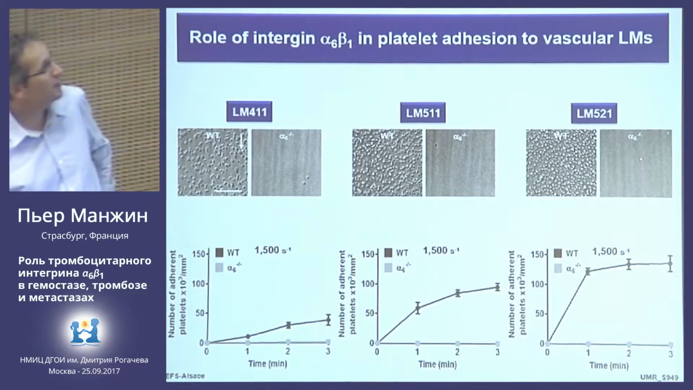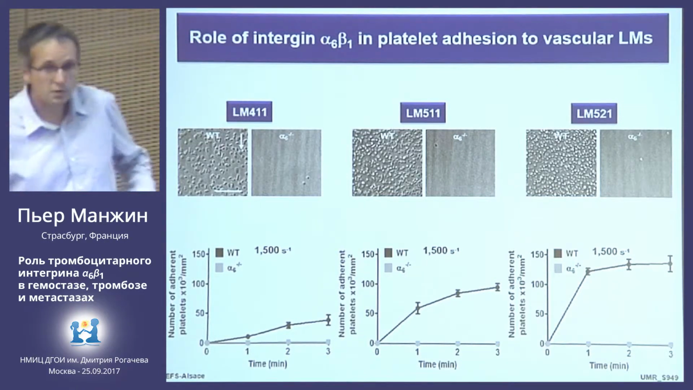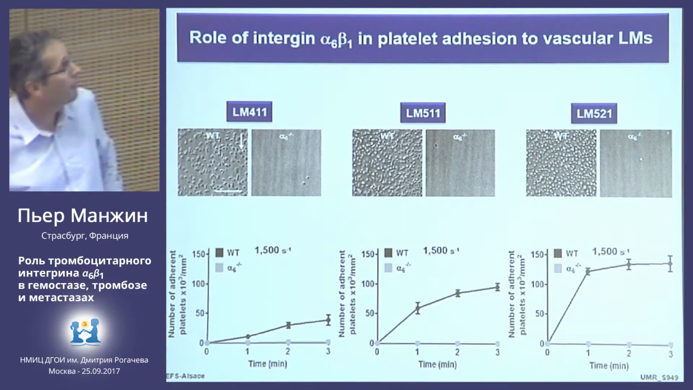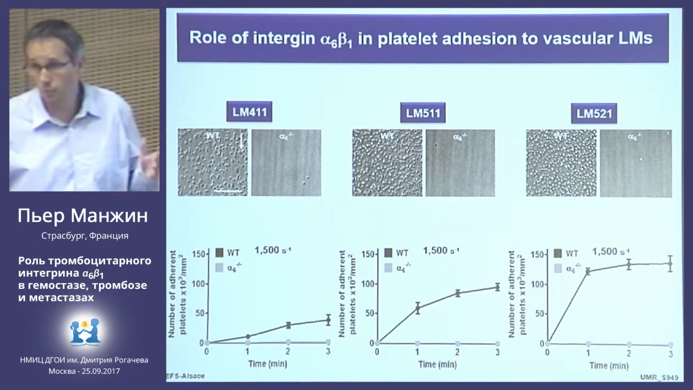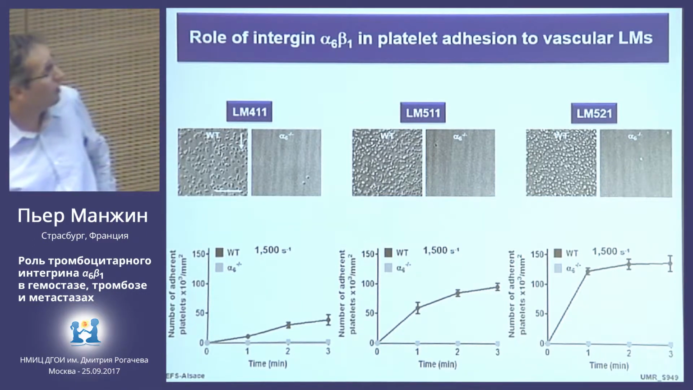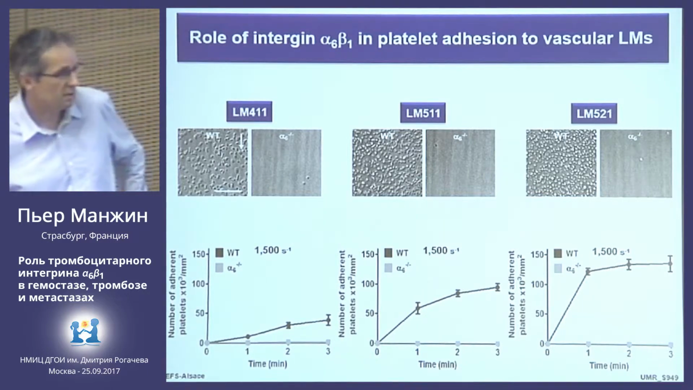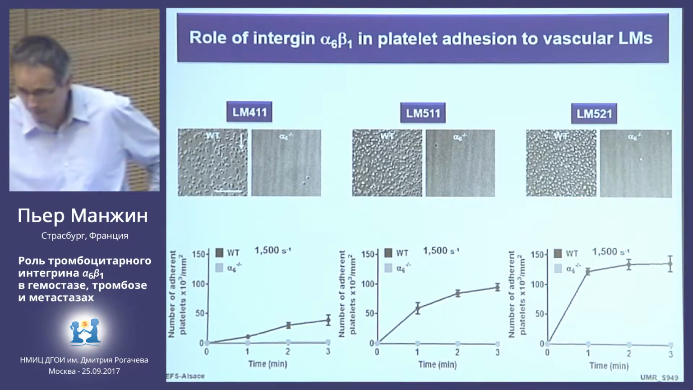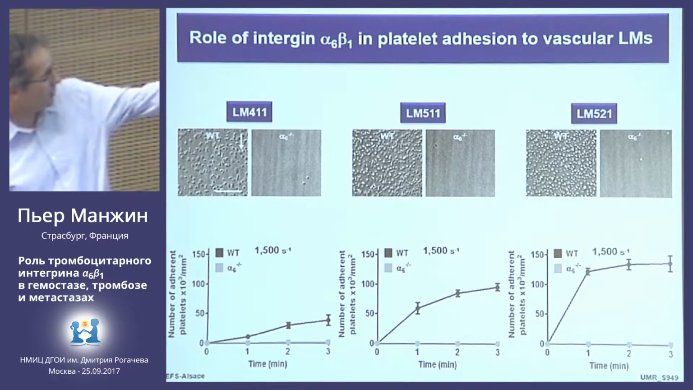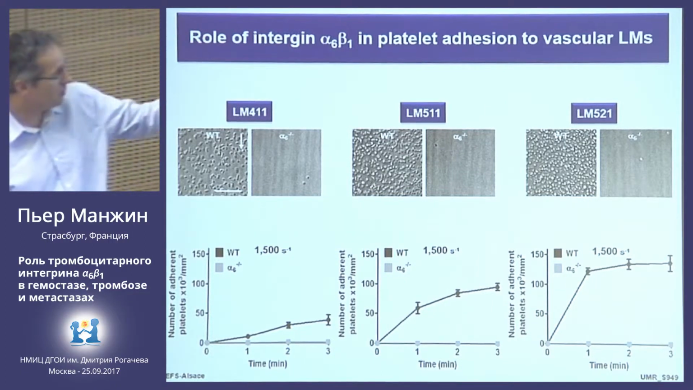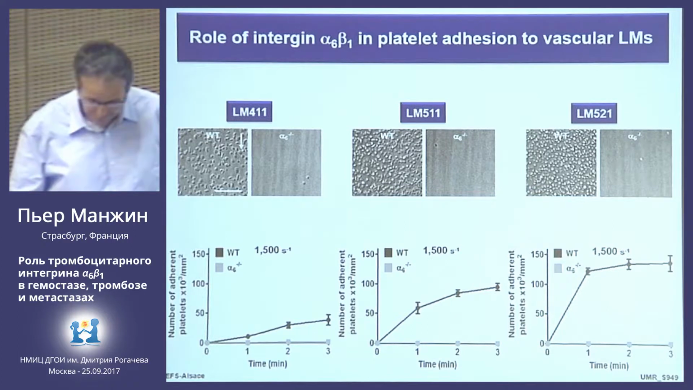We are pleased to see that when we perfused hydrogenated blood over vascular laminins, there was almost no platelet interaction with the surface anymore. So confirming that in the mouse system, α6β1 is really playing a key role in platelet laminin interaction. This is shown as well in the quantifications.